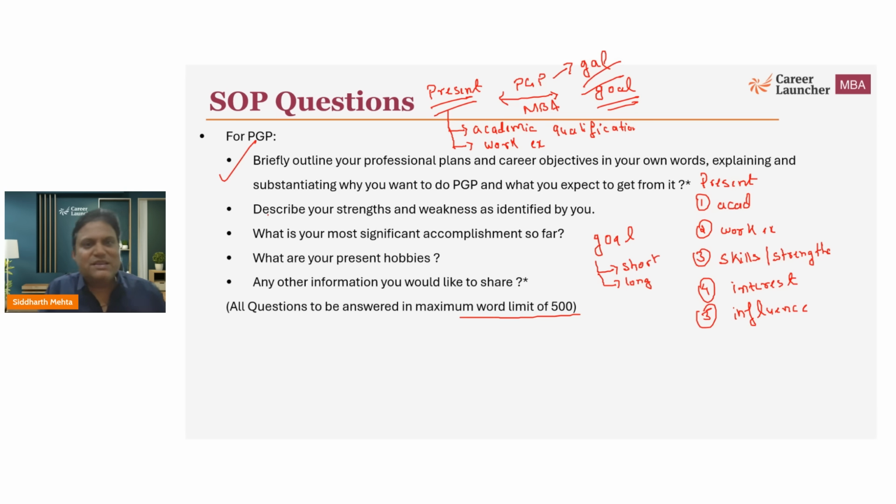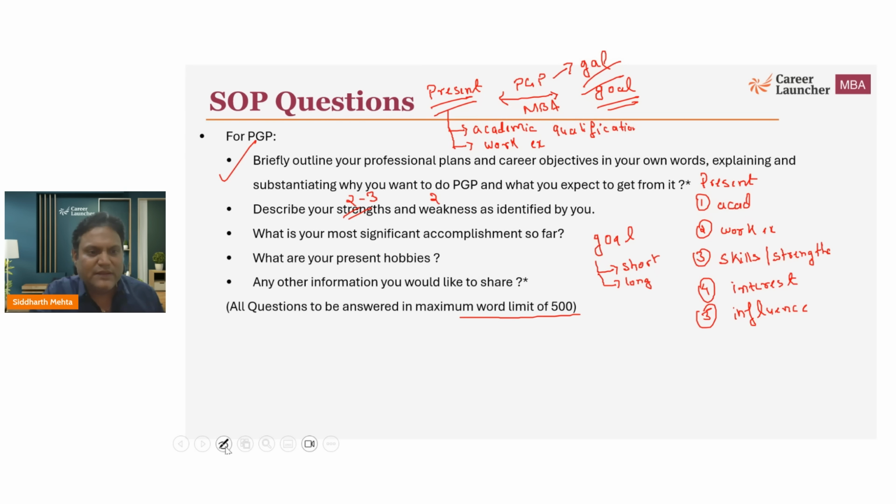The second one: describe your strengths and weaknesses as identified by you. Let us keep strengths, ideally, at 2, not more than 3 in any case. 2 is good, not more than 3 in any case. Same with the weaknesses: 2 or maximum 3. Even 1 will do if explained well, right? But let us discuss them in a little bit of detail.